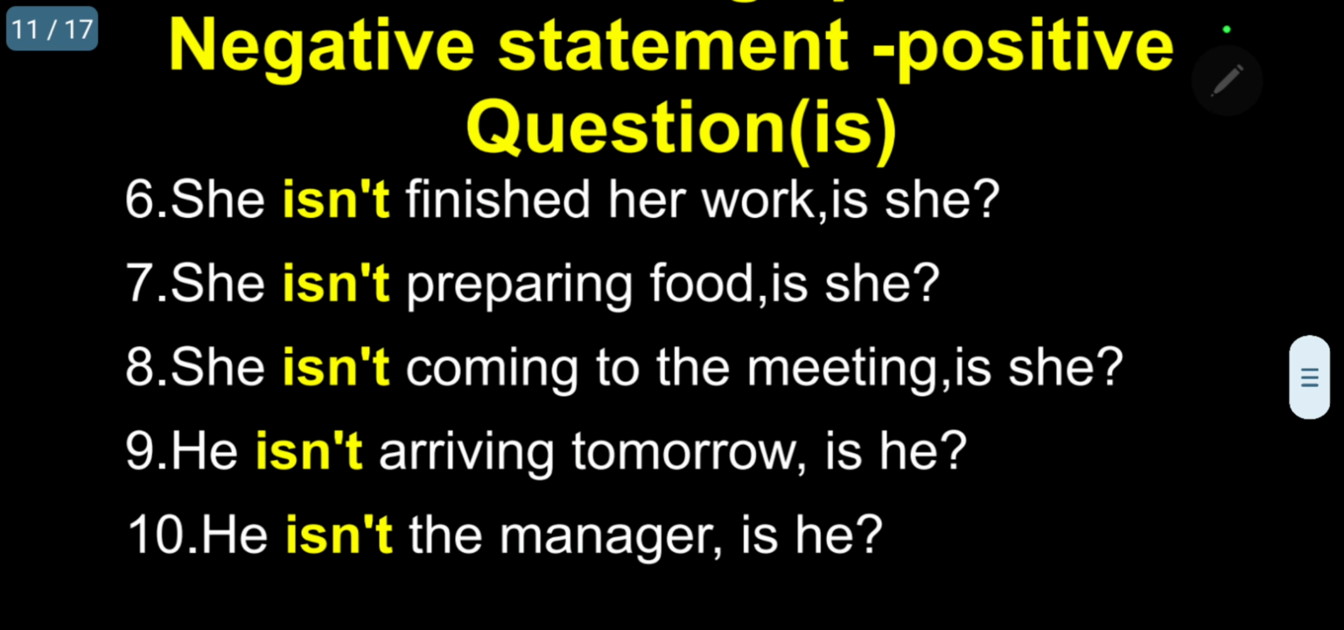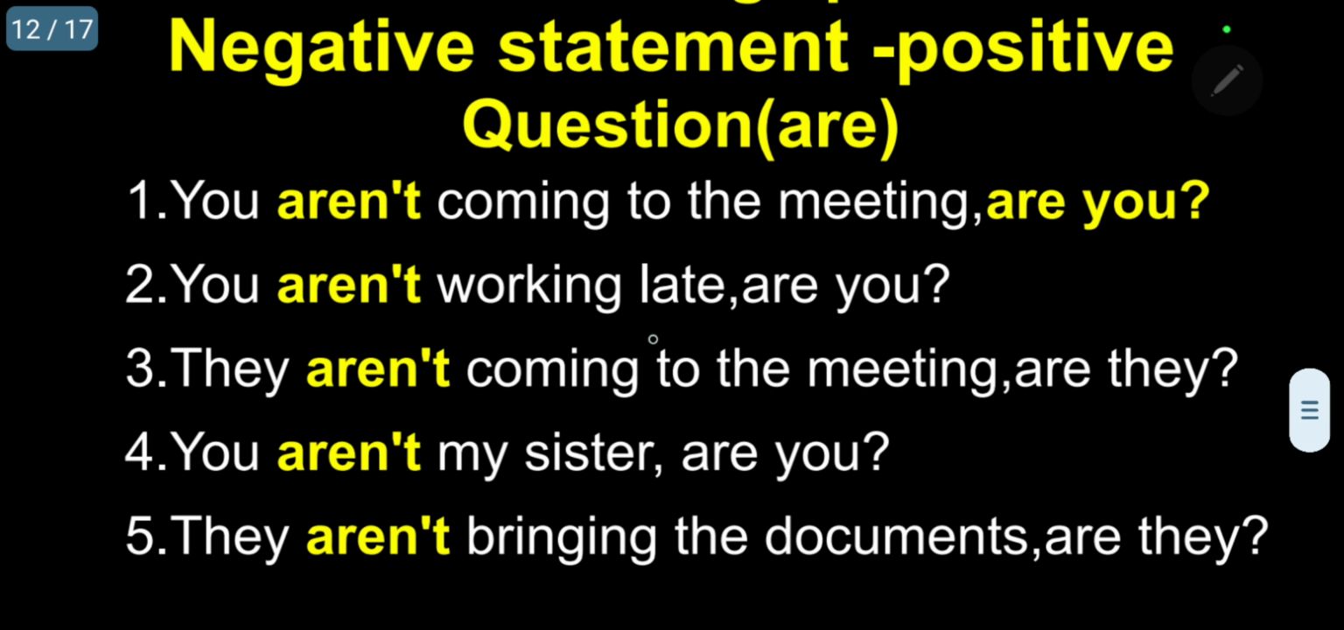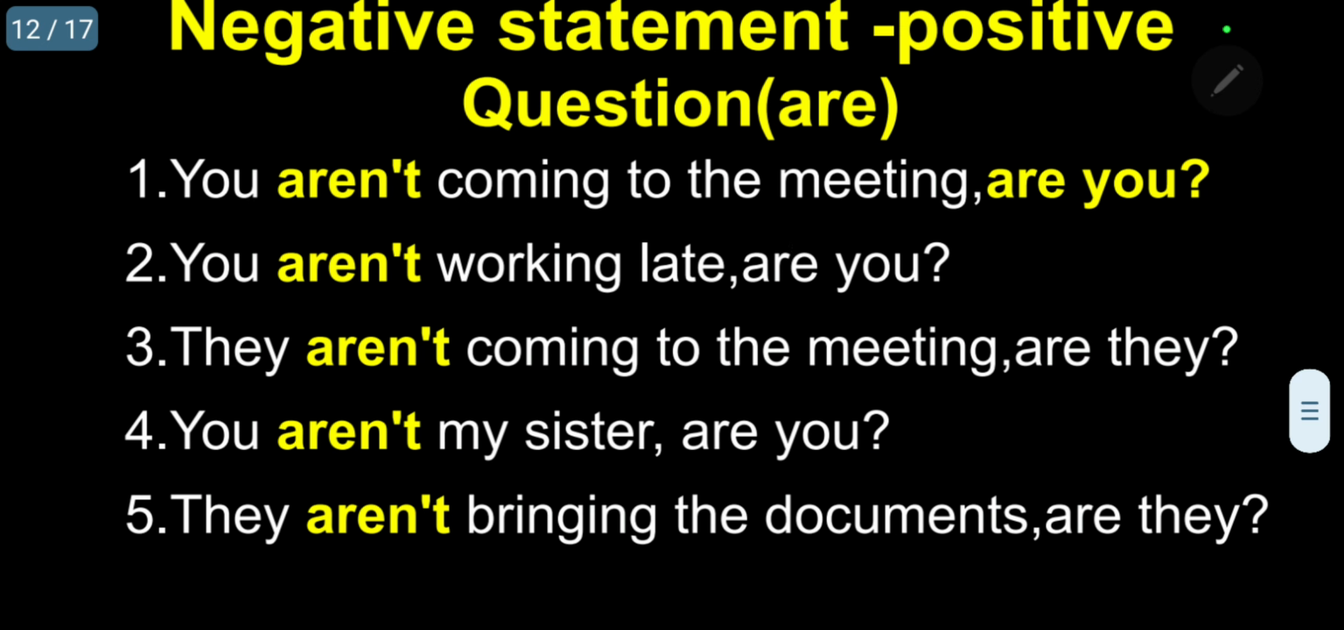and in the tag question, I am using the positive mode. Please follow. So, I can take now the second one, that is are, plural. You aren't coming to the meeting. Are you? You aren't working late. Are you? They aren't coming to the meeting. Are they? You aren't my sister. Are you? They aren't bringing the documents. Are they?